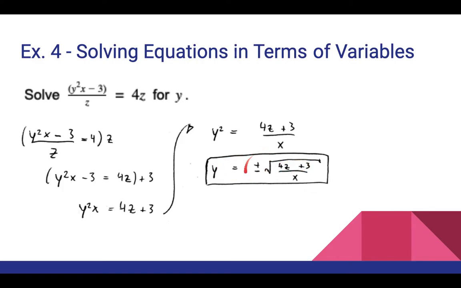Remember that when you take square roots, you always have to have this plus or minus sign here. That is such a common mistake seen in math. That's worth bringing up. You cannot forget the plus or minus sign when you take the square root of both sides of an equation.